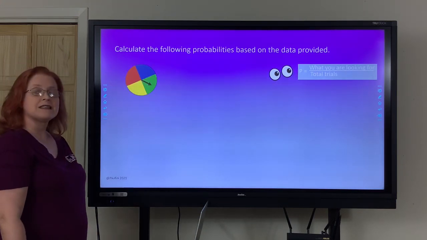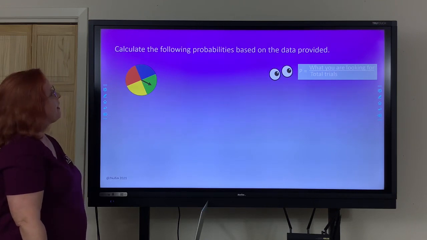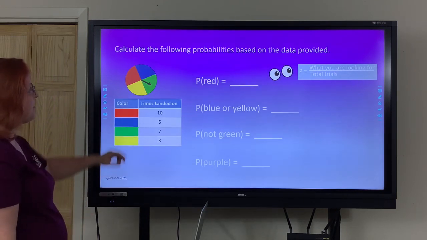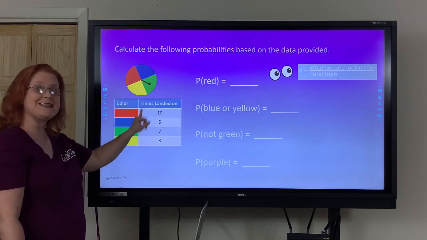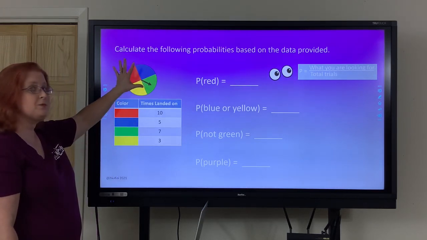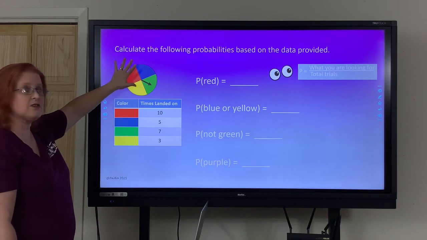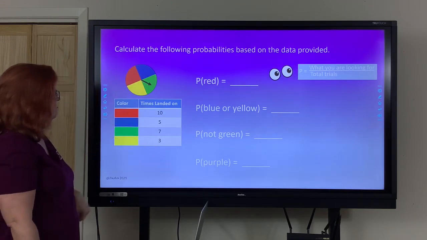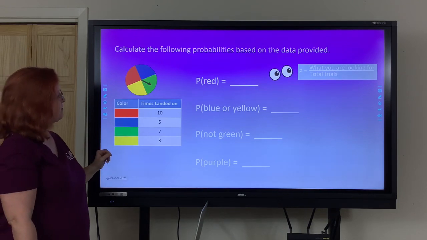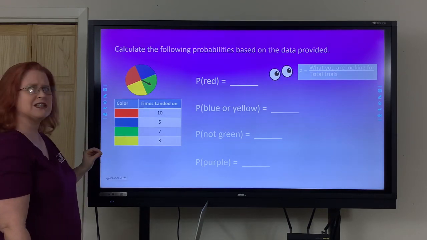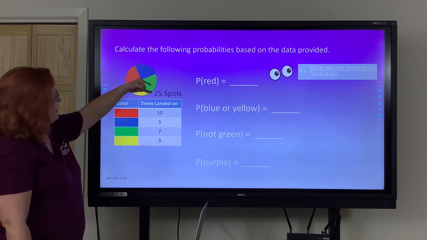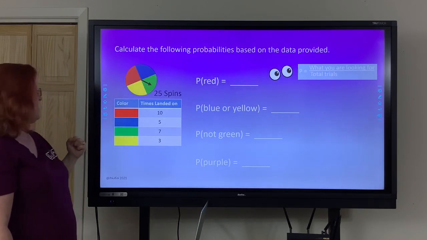All right, now we have a spinner. We're going to calculate these probabilities based on our data, not on our spinner. The spinner is done because we've already performed all of this. So now we need to look at how many times we spun the spinner. Say that a couple of times. Spun the spinner. And we spun it 25 times, 25 spins.